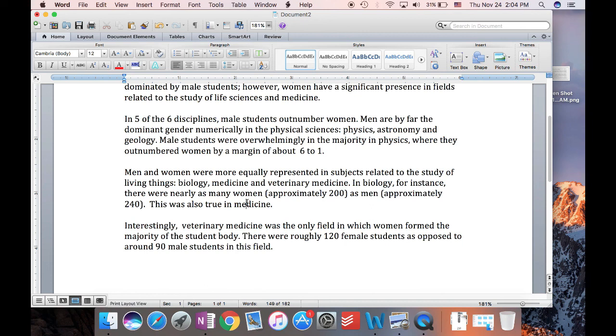Men and women were more equally represented in subjects related to the study of living things, biology, medicine and veterinary medicine. In biology, for instance, there were nearly as many women, approximately 200, as men, approximately 240. This was also true in medicine. Interestingly, veterinary medicine was the only field in which women formed the majority of the student body. There were roughly 120 female students as opposed to around 90 male students in this field. There we go. 182 words. Done.